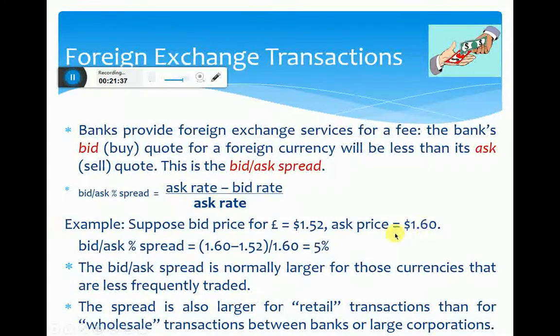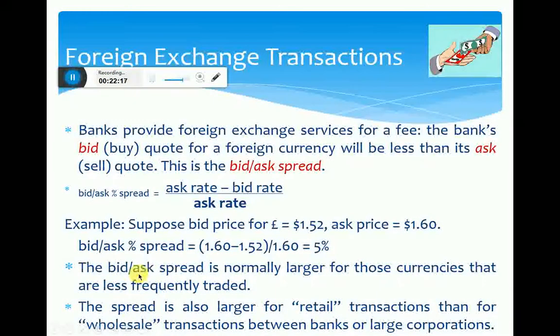You see, the ask rate is when you sell, it's high, and the bid rate is when they buy, it's low. So the difference is basically the return of the bank. So let's see what percent this difference is. What is the percentage of profit that the banks make from these transactions? That's basically 5%. How? We have a formula. The ask rate is 1.6. So 1.6 minus the bid rate, which is 1.5, divided by 1.6. When you deduct and divide, you will get 5%.